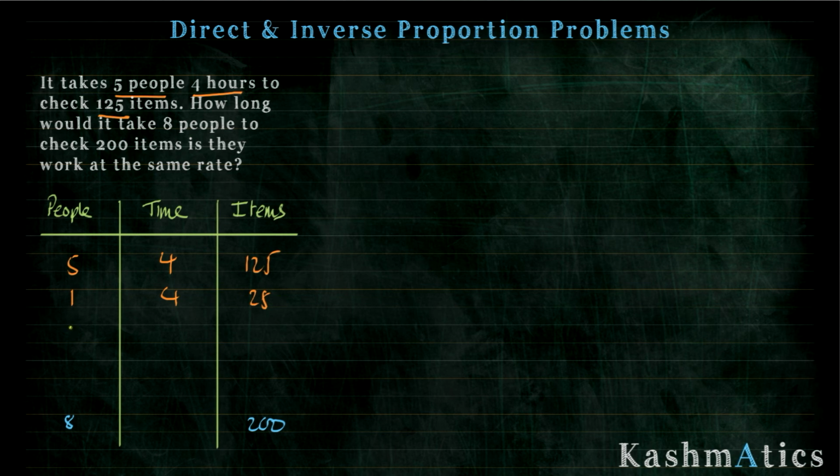Let's see what 8 people can do, because that'll give me this number here. So if I had 8 people in the same time frame, you should be able to do 8 times as much work. So that would be 200 items. And if I look at that, what I've got is 8 people, 200 items, and it takes 4 hours. And that's worked out quite nicely, and that's the question answered.